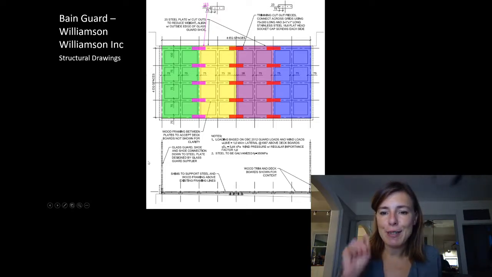What's great about this one is Betsy was able to go find me images before they covered it up with the deck. So here is that steel plate. You can see the connection elements under here.